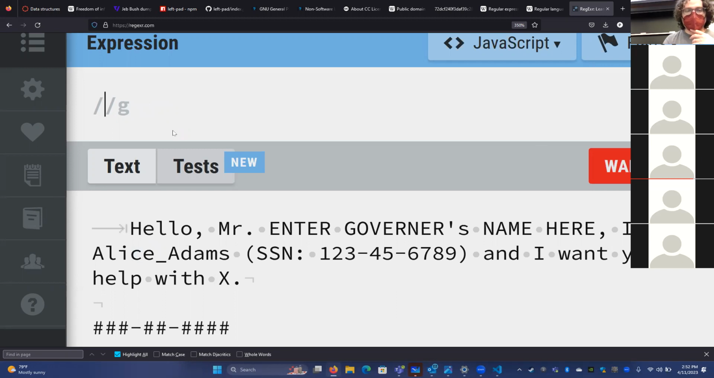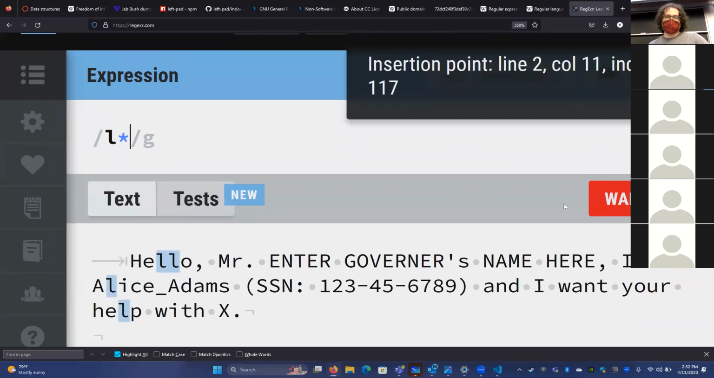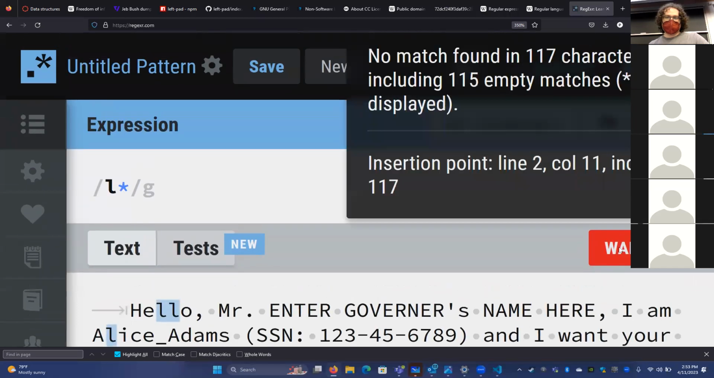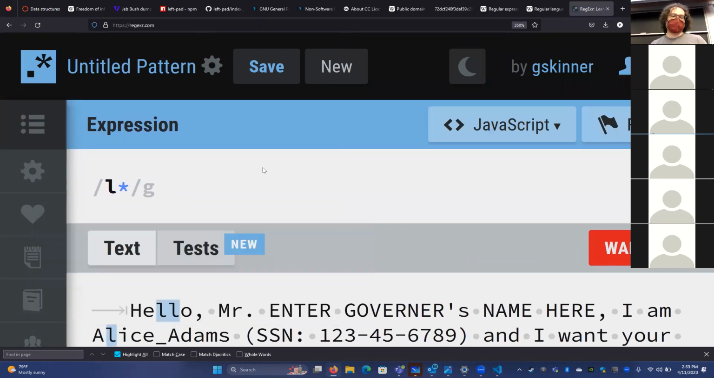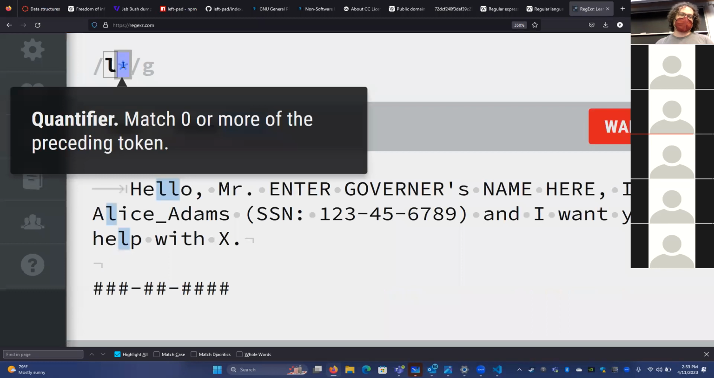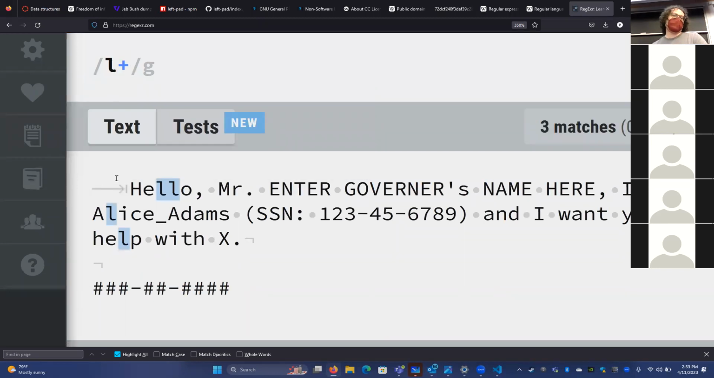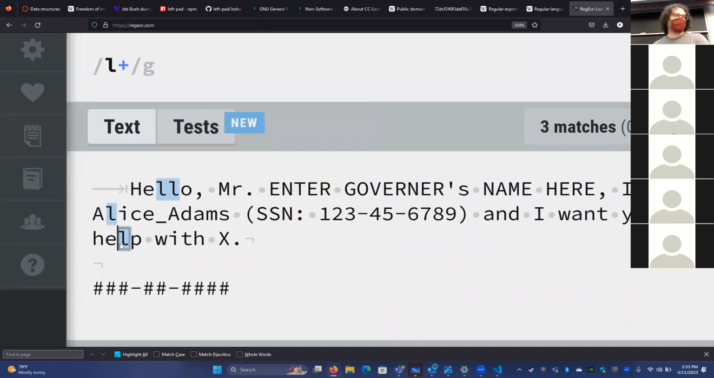Now the star is the Kleene star that I alluded to earlier, which means match at least 0 of, and hence the warning, because it's matching pretty much everything at this point. I think, yeah, it found a bunch of 115 empty matches. So this says at least 0 of the preceding thing. So this matched 0 L's as well as 1 L and 2 L's. It makes more sense with the plus operator, where we're saying match at least one of the preceding. So this matches the L's in hello as well as the L's here.